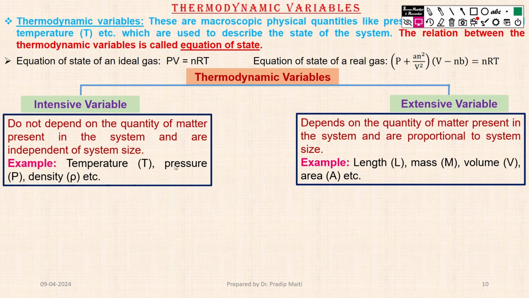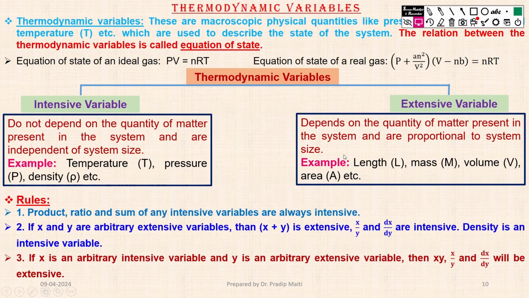Examples of intensive variables are temperature, pressure, density etc. But in the case of extensive variables, examples are length, mass, volume, area etc. And here are some rules which define which variable is extensive and which variable is intensive.